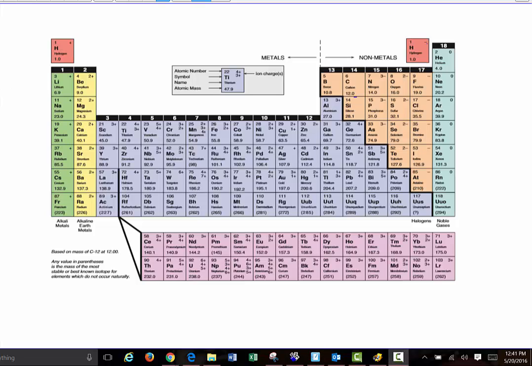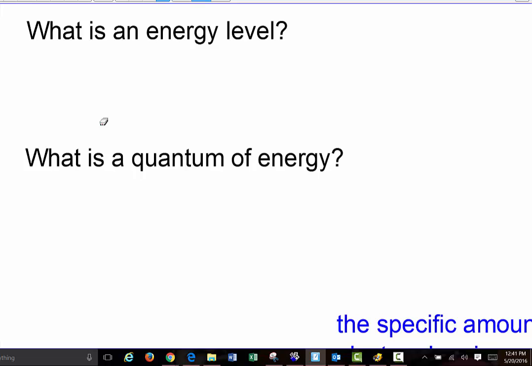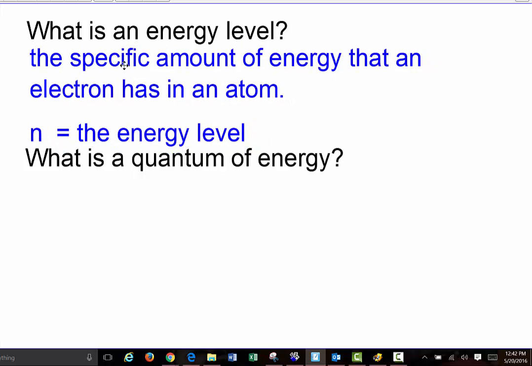So there are some really important terms that we're going to define and understand in simple terms, so that we can talk about where an electron lives using these terms. And the first term is energy level. So energy level is basically exactly what it sounds like. It's the amount of energy that a specific electron has. And here's our actual definition. It's a specific amount of energy that an electron has in an atom, or also in an ion, but we'll stick with atoms for now to be simple.